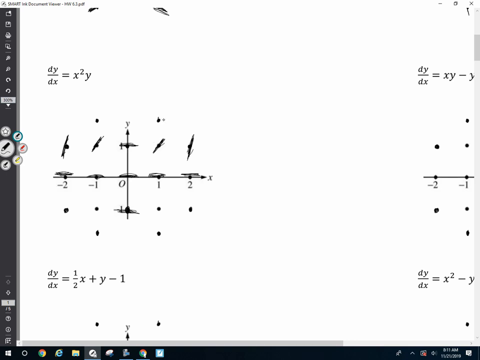Talk about (1, 2). So when x is 1, y is 2, the slope is 2. When x is negative 1, slope of positive 1 times 2, that's slope of 2 as well. (1, -1), I'd have a slope of negative 1. (2, -1), I have a slope of negative 4. (1, -2), negative 2. (-1, -1), slope is negative 1. (-1, -2), slope of negative 2, just like these. (-2, -1), that'd be a slope of negative 4. Okay?